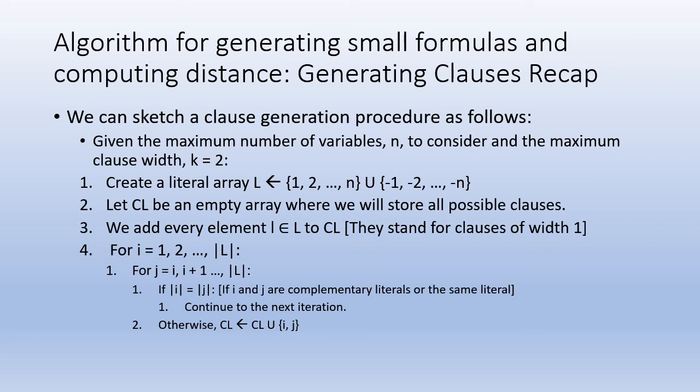We can sketch a clause generation procedure as follows. Given the maximum number of variables n and the maximum clause width k equals 2, create a literal array L containing 1, 2 up to n and -1, -2 up to -n. Let CL be an empty array where we will store all possible clauses. We add every element in L to CL. They stand for clauses of width 1. Then for i from 1 up to the cardinality of L, and for j from i up to the cardinality of L, if the absolute value of i is equal to the absolute value of j, that is, if i and j are complementary literals or the same literal, we continue to the next iteration. Otherwise, we add to CL the pair i, j.